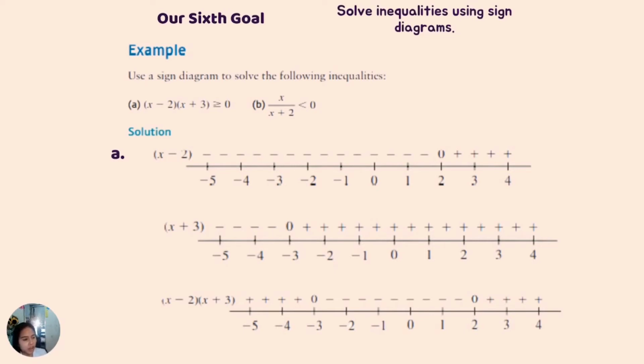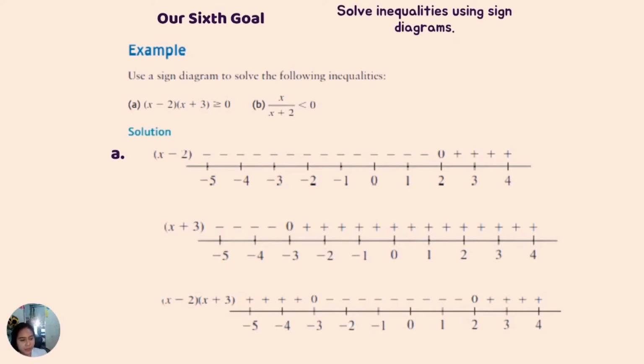So just like what we did, we also put the following instruction on the quantity of x plus 3. When x is at 0, we knew that x is equal to negative 3. So we put 0 on negative 3, and the right side of negative 3 will be positive, and the left side will be negative.